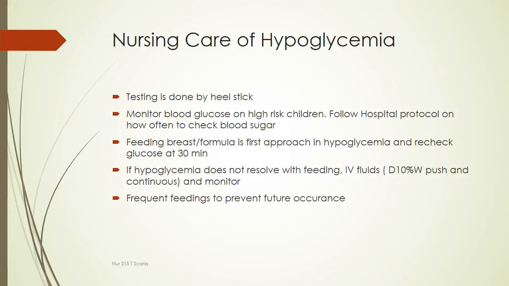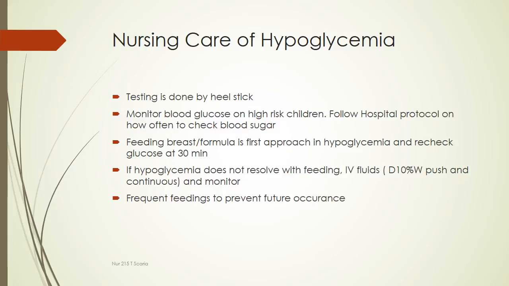Nursing care of hypoglycemia. The testing is done by heel stick. Monitor blood glucose on high-risk children, which I have mentioned in the previous slide. Follow hospital protocol on how often to check blood sugar. Each hospital may have little changes, but most of them base it on the recommendations by the American Academy of Pediatrics. The feeding, breast or formula, is the first approach in hypoglycemia, and recheck glucose in 30 minutes.